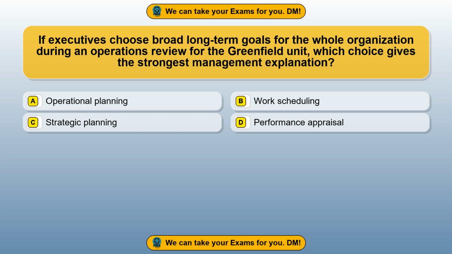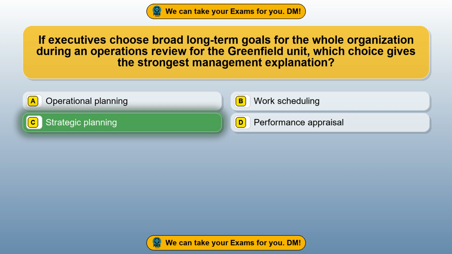Question 9. If executives choose broad long-term goals for the whole organization during an operations review for the greenfield unit, which choice gives the strongest management explanation? Option A, operational planning. Option B, work scheduling. Option C, strategic planning. Option D, performance appraisal. The correct answer is option C, strategic planning.